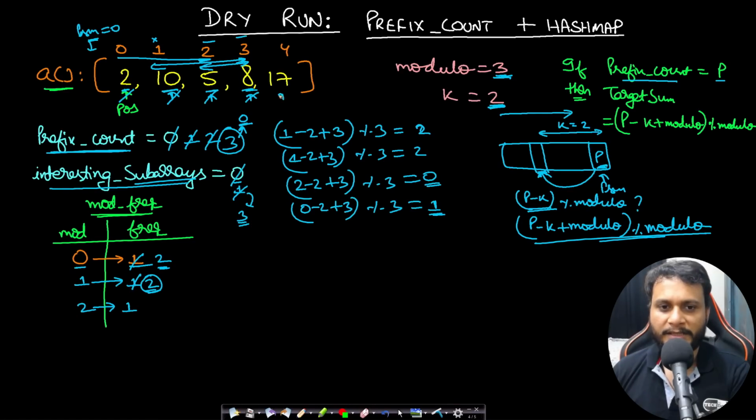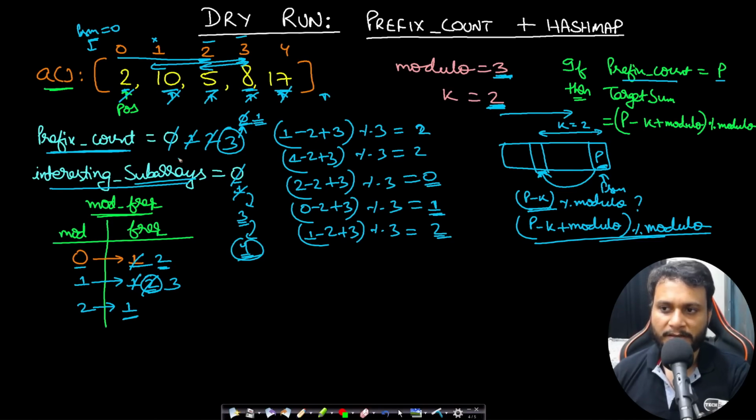Now let's go to the next element, which is this 17. 17 mod of 3 equals to 2. So you can increment the prefix count to 1. So at 1 increment the frequency. Now 1 minus 2 plus 3 is what we are looking for, and this will be equals to 2. So how many times have you seen 2? 1 time. So it will increment the interesting subarray count by 1. It becomes 4. And that's it. We are done. So the interesting subarray count is 4, which is our result. And I hope this entire approach is clear.